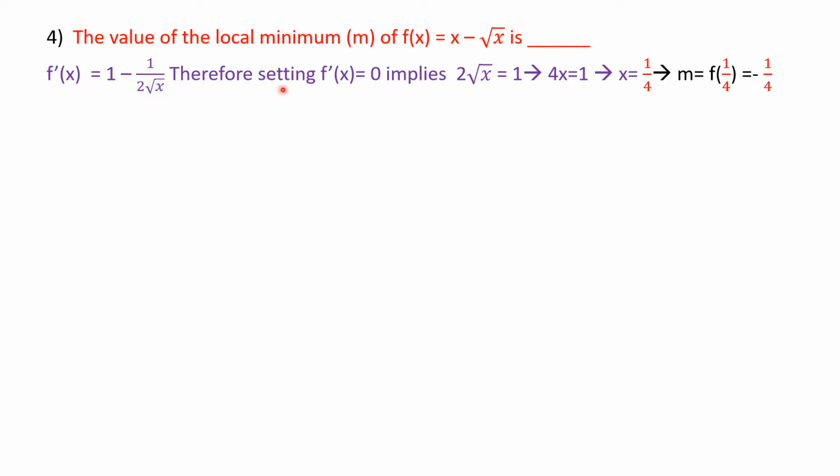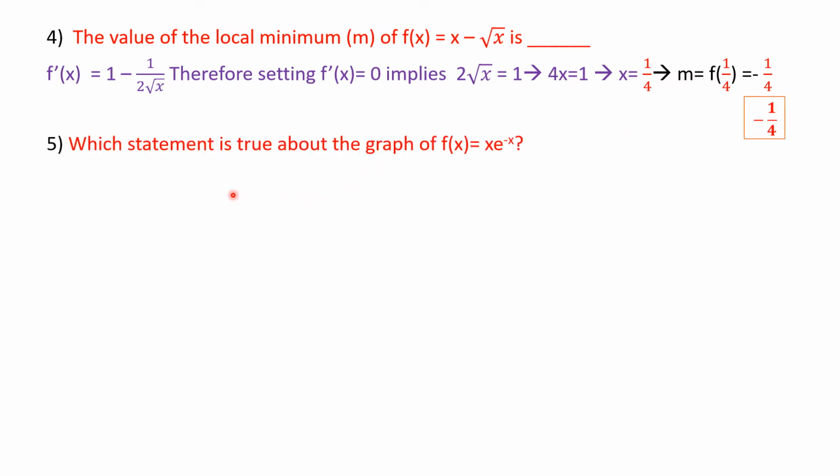Therefore, setting f prime of x equal to 0 implies that twice square root of x equals 1, and that will lead us to 4x equal to 1, and that will lead us to x equal to 1 over 4. But we're looking for the value of the minima, lowercase m. So to find that, we have to evaluate the function f at 1 over 4, and that will give us negative 1 over 4, and that is the answer for this question. Let's move on to the next question.